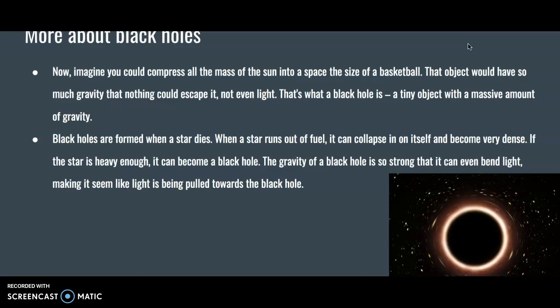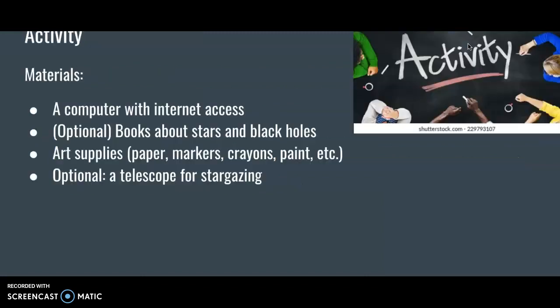Black holes are formed when a star dies. When a star runs out of fuel, it can collapse on itself and become very dense. If the star is heavy enough, it can become a black hole. The gravity of a black hole is so strong that it can even bend light, making it seem like light is being pulled towards the black hole.